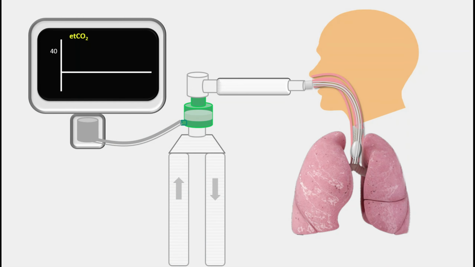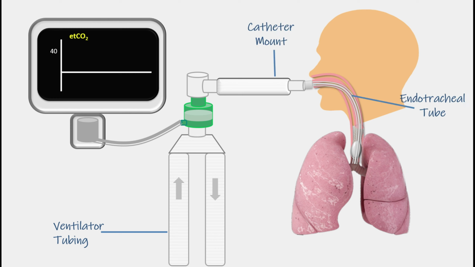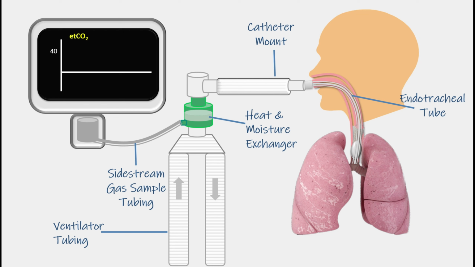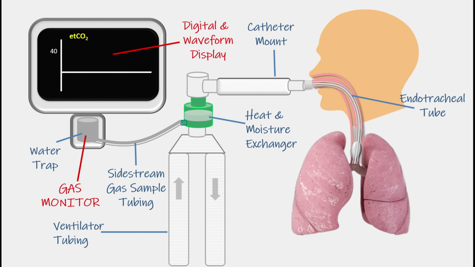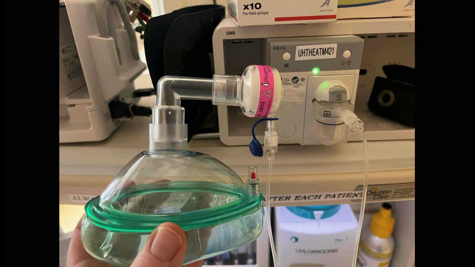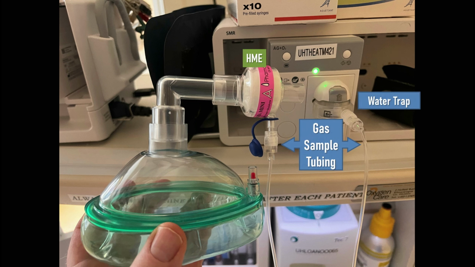And here is the setup. We have our ventilation tubing, catheter mount, endotracheal tube, the heat and moisture exchanger, the sidestream gas sample tubing, the water trap, the gas monitor, and the digital and graphical waveform display. This is the heat and moisture exchanger. This is the gas sample tubing. This is the water trap. And this is the gas analyzer.